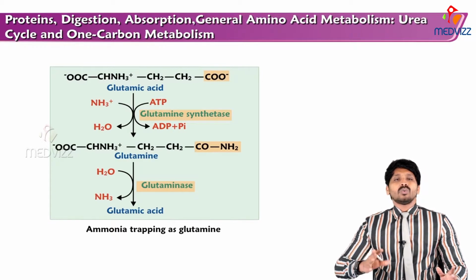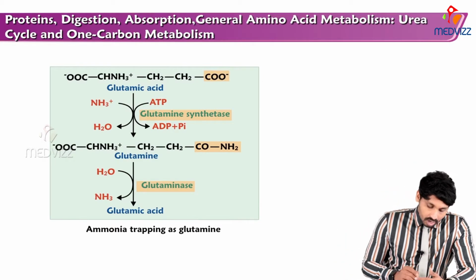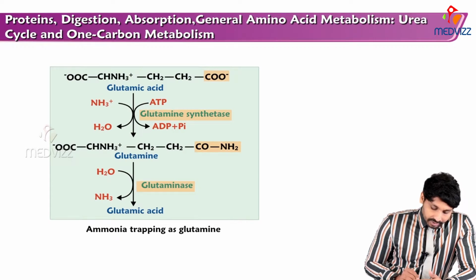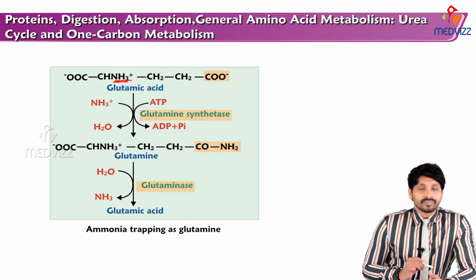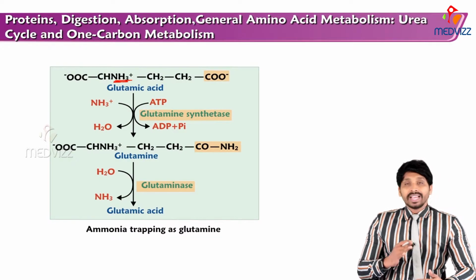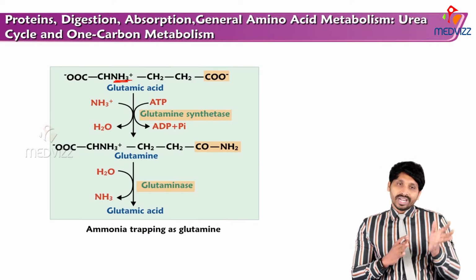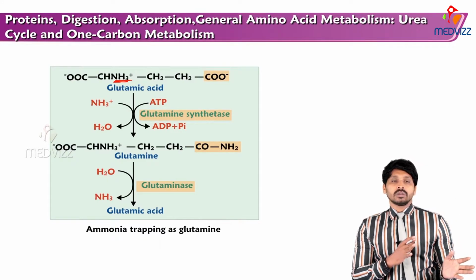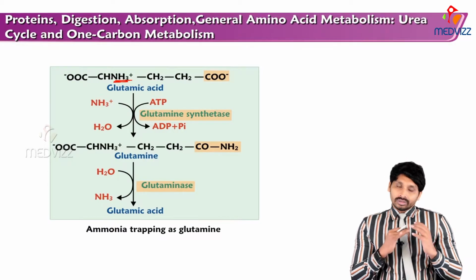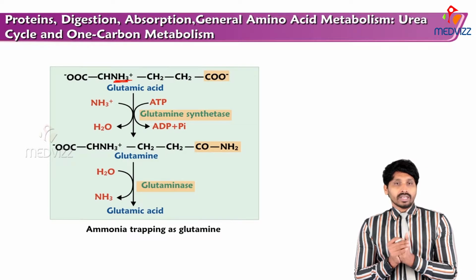What is this glutamine, and what is the difference between glutamic acid and glutamine? You see here, glutamic acid already has one amino group, okay. And when there is excess of ammonia, glutamic acid has an extra carboxylic group, so it can accommodate one more amino group because of this carboxylic group. So the extra amino group will be accommodated via the carboxylic group of glutamic acid, right?